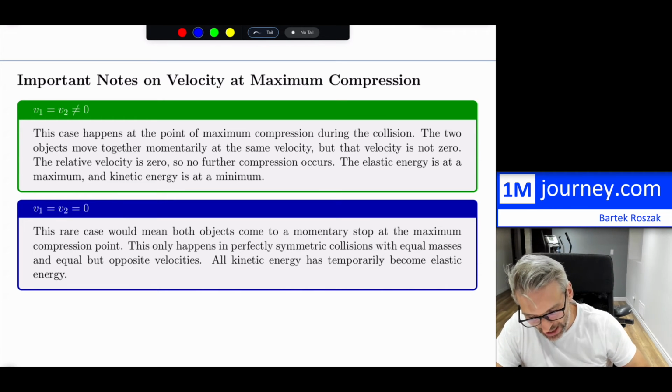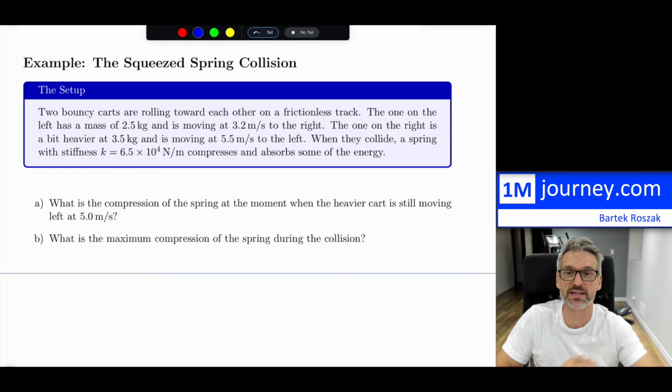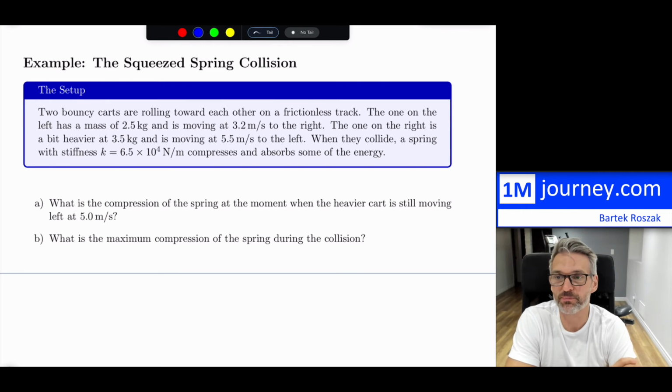So let's take a look now at an example, so that we can utilize the equations overall and make these calculations, and hopefully you will know how to use them. Here our setup is two bouncy carts rolling towards each other on a frictionless surface. We don't want to lose any energy due to heat from friction. The one on the left has a mass of 2.5 kilograms and is moving at 3.2 meters per second to the right. The one on the right is a bit heavier, 3.5 kilograms, and it is moving at 5.5 meters per second to the left.